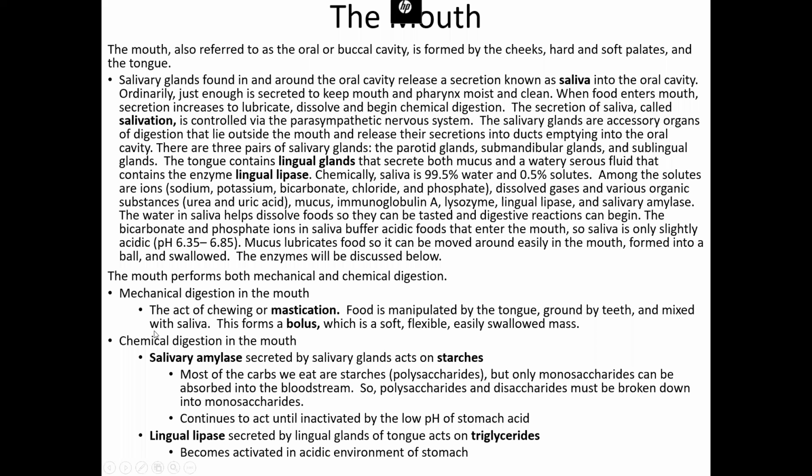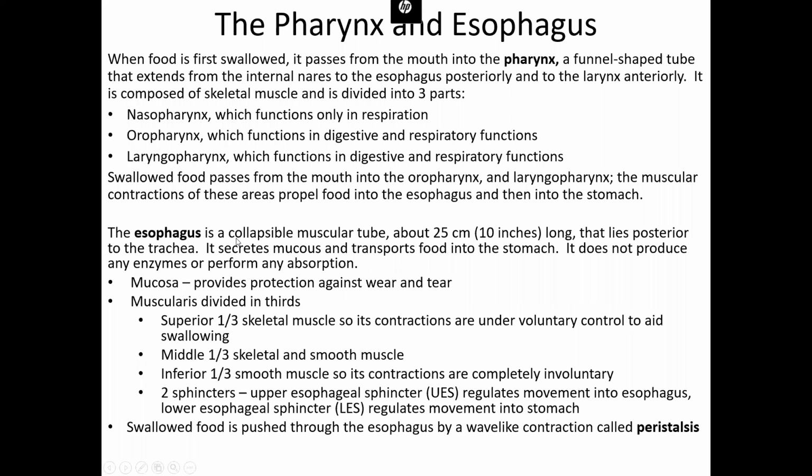We'll move on to talk more about enzymes here a little bit, because our pharynx and the esophagus do not produce any enzymes. Pharynx and the esophagus are going to be involved, though, with something very important, which is swallowing. Okay? When food is first swallowed, it passes from our mouth into the pharynx, which is a funnel-shaped tube, which extends from the internal nares to the esophagus posteriorly and the larynx anteriorly.